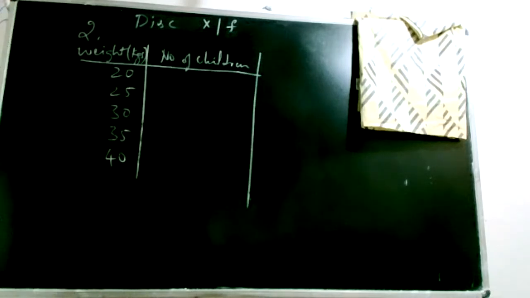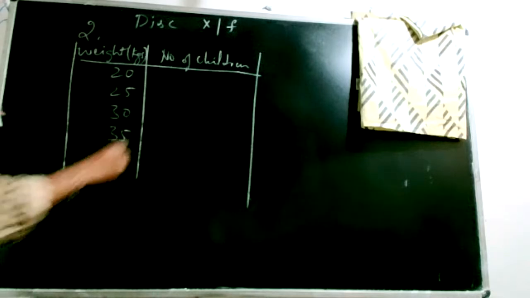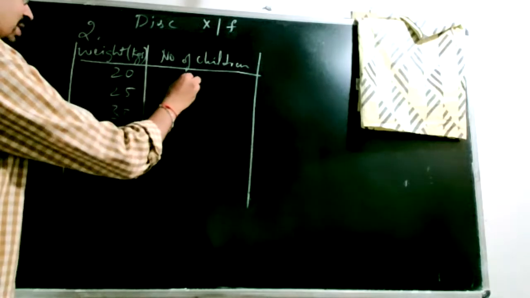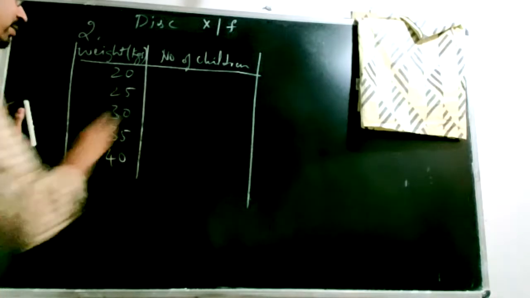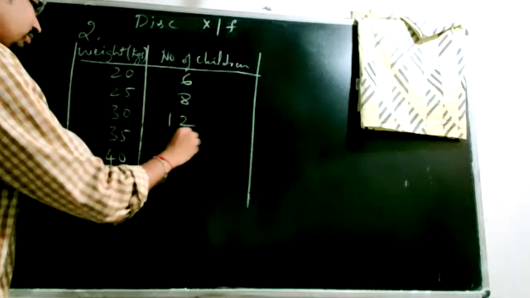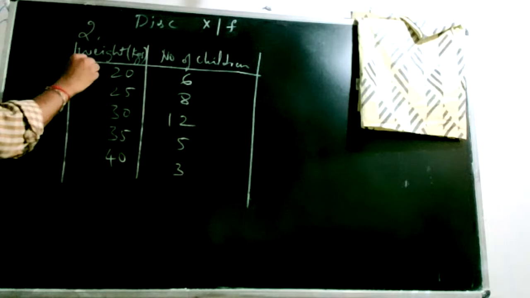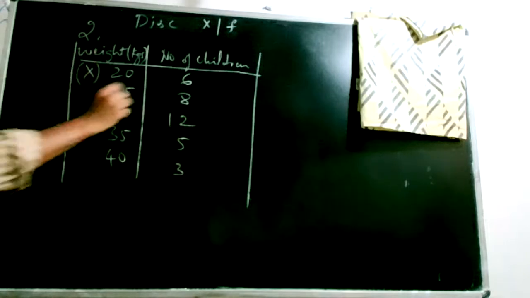So this is the distribution on weight of children. Children are classified based on their weights. They have picked the closest weight to group the children. Let me give some frequencies. Okay. So clearly these are our variable values x.